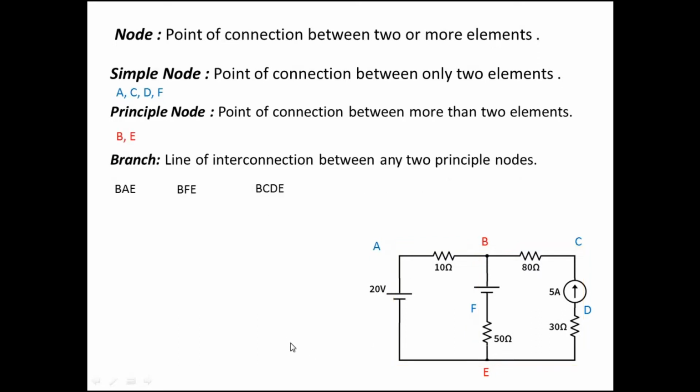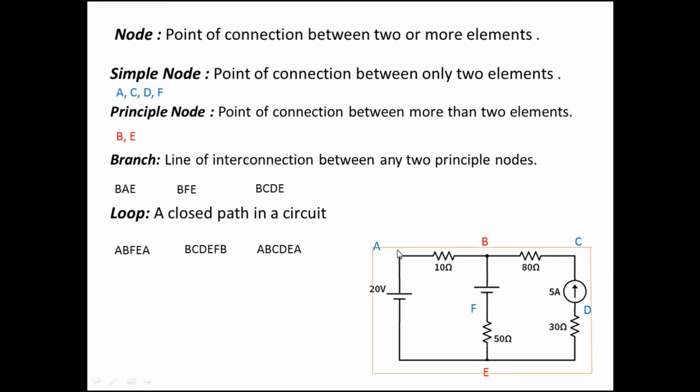And next is loop. A loop is any closed path in a circuit. If you are looking here, this is a closed path, so it is a loop: A, B, F, E, completed by A. Another possibility is this closed path, B, C, D, E, F. Another possibility is starting from here and going through this and ending in A: A, B, C, D, E, again A. So that is another loop. So there are total 3 loops.